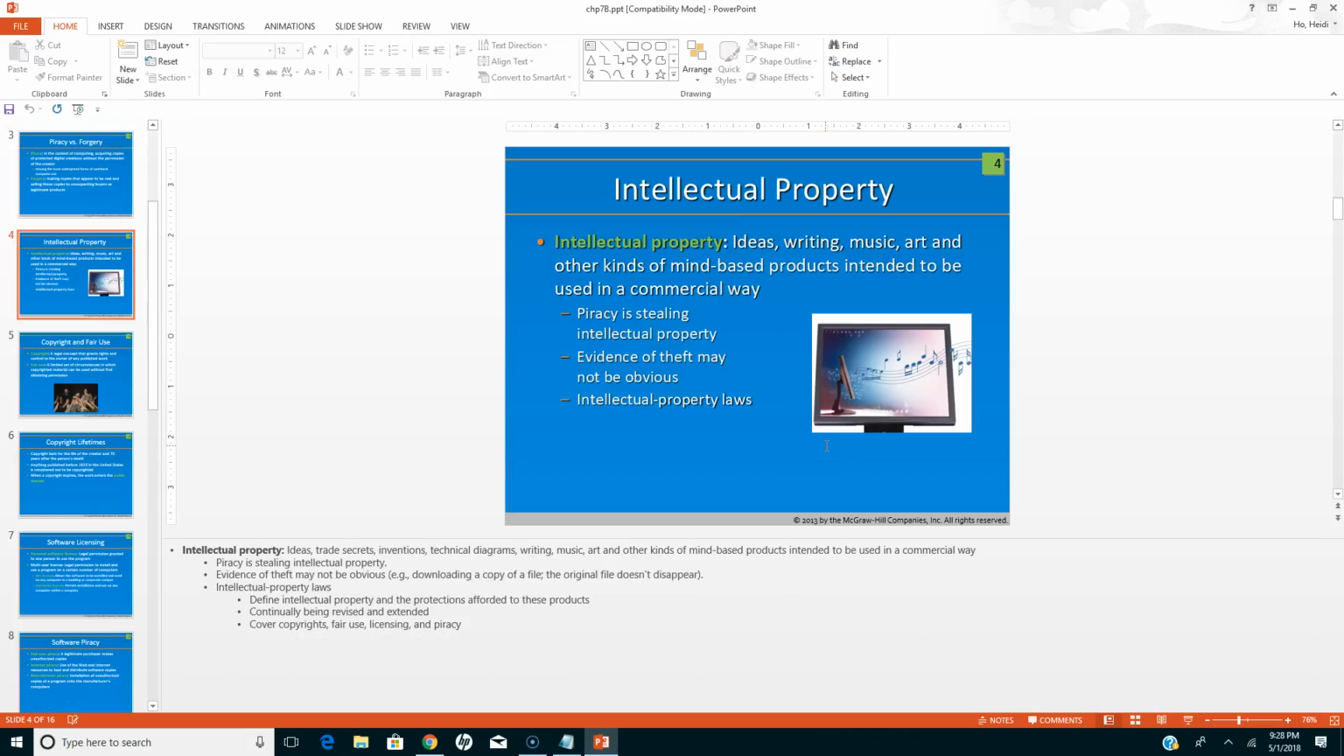The next one is intellectual property. Intellectual property is the ideas, writing, music, art, and other kinds of mind-based products that are intended to be used in a commercial way. Piracy is stealing intellectual property. Evidence of theft may not be obvious. In some other countries, intellectual property is not well respected.